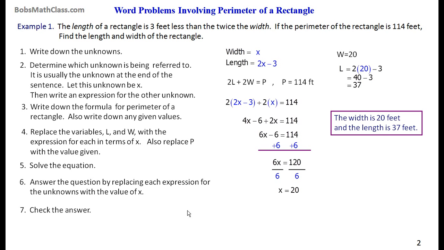Last step is to check the answer. Make sure that 2 widths and 2 lengths will add up to be the given 114 perimeter. 2 times 37 plus 2 times 20, does that equal 114? Let's see, 2 times 37, that's 74, and 2 times 20 is 40, and that does add up to be 114. So we can feel confident that our answer is correct. Okay, we'll do one more example.